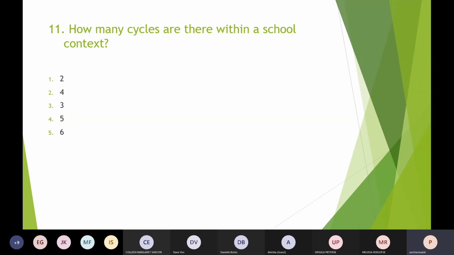Like Colleen said, she says there's 2 curriculum cycles, the teachers and the schools. Am I correct, Colleen? Yes. All right. She says it's the school curriculum and the teacher's curriculum. Do you agree with her that there's only 2 curriculums to follow within a school context?